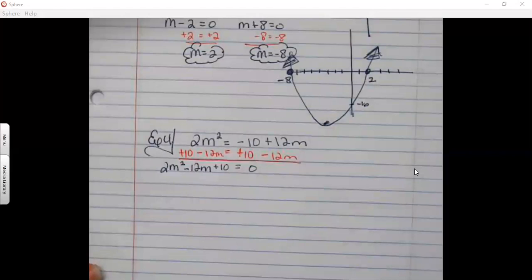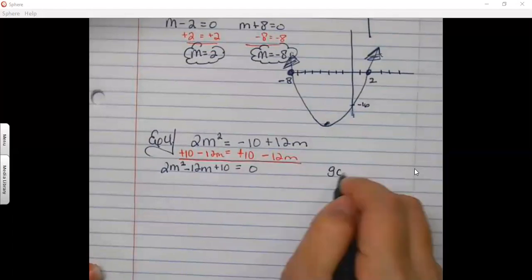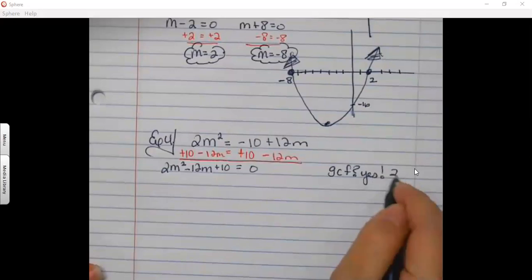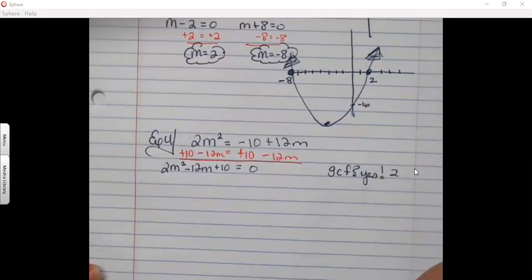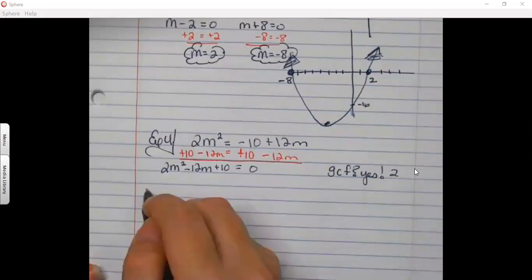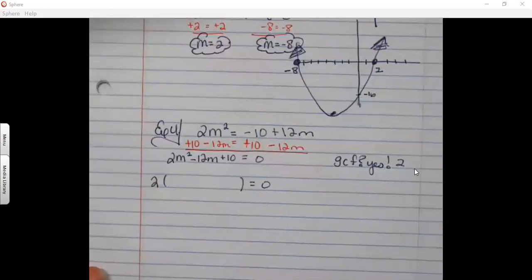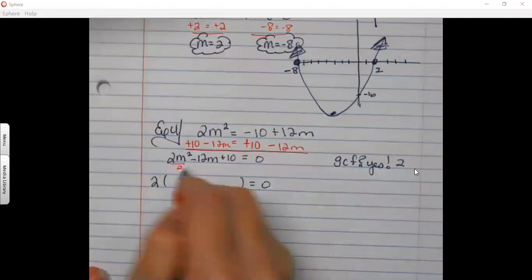And then I ask myself, is there a greatest common factor? And there is, yes. What is it? 2. Can I take out an m as well or just a 2? Just a 2. So I put my GCF outside the giant parentheses. We haven't gotten to the 2 sets of parentheses yet. And to see what's left inside my giant parentheses, I divide each term by 2.